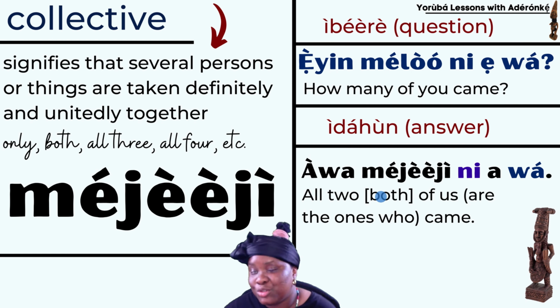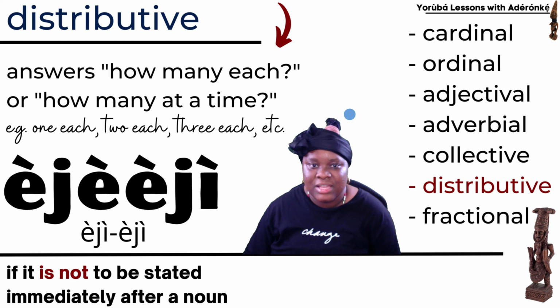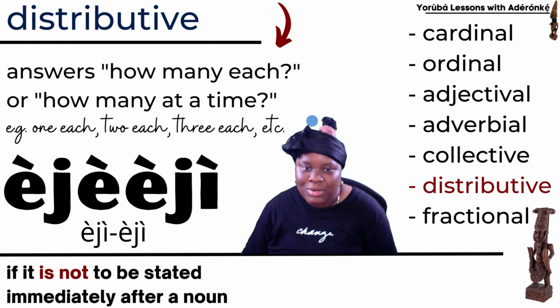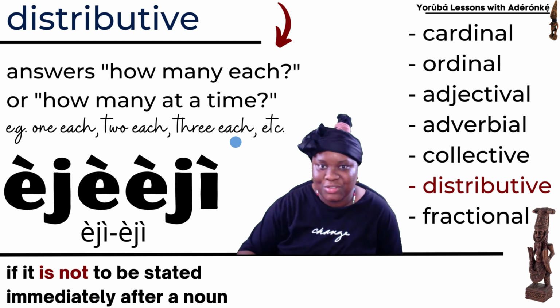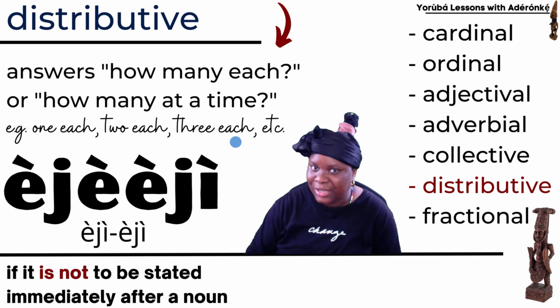Both of us came. Àwa méjèèjì. Us 2 are the ones who came. In the distributive sense, you have 2 in the answers how many each or how many at a time form. So in the distributive, how many each, there's a distribution involved. So you use this in that context.